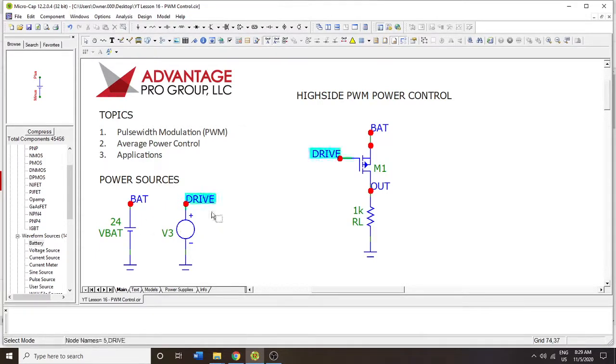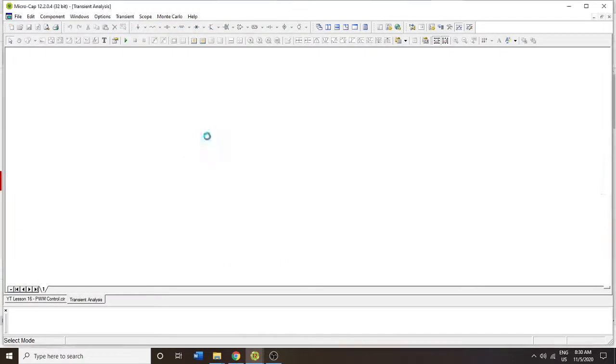So what we have now is an interesting situation. The drive signal is going from 0 to 12, but the battery voltage is 24. So even if it reaches 12 volts here, the difference is still going to be minus 12. So this is going to be essentially on all the time. That's what we should expect from this.